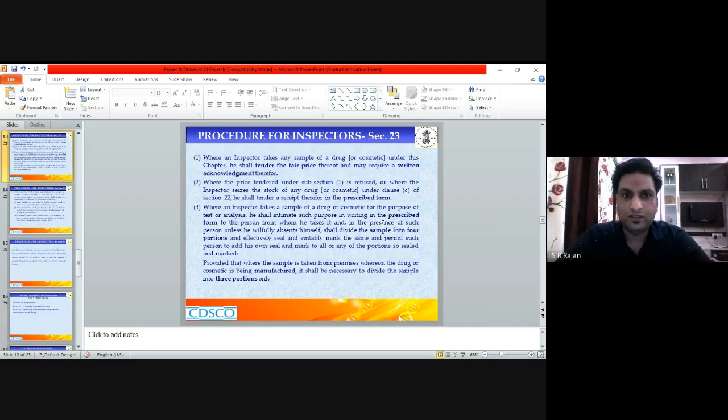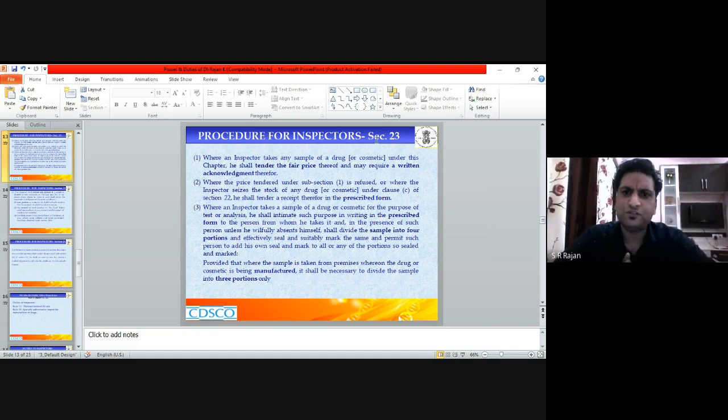Now we will go through the procedures. What are the procedures to be followed by the inspector, which are prescribed under Section 23 of the Drugs and Cosmetics Act 1940? Where an inspector takes any sample of drug or cosmetic under this chapter, he shall tender the fair price thereof and may require a written acknowledgement. If an inspector takes a sample, he has to pay the price of the drug to the person from where he has taken the sample.